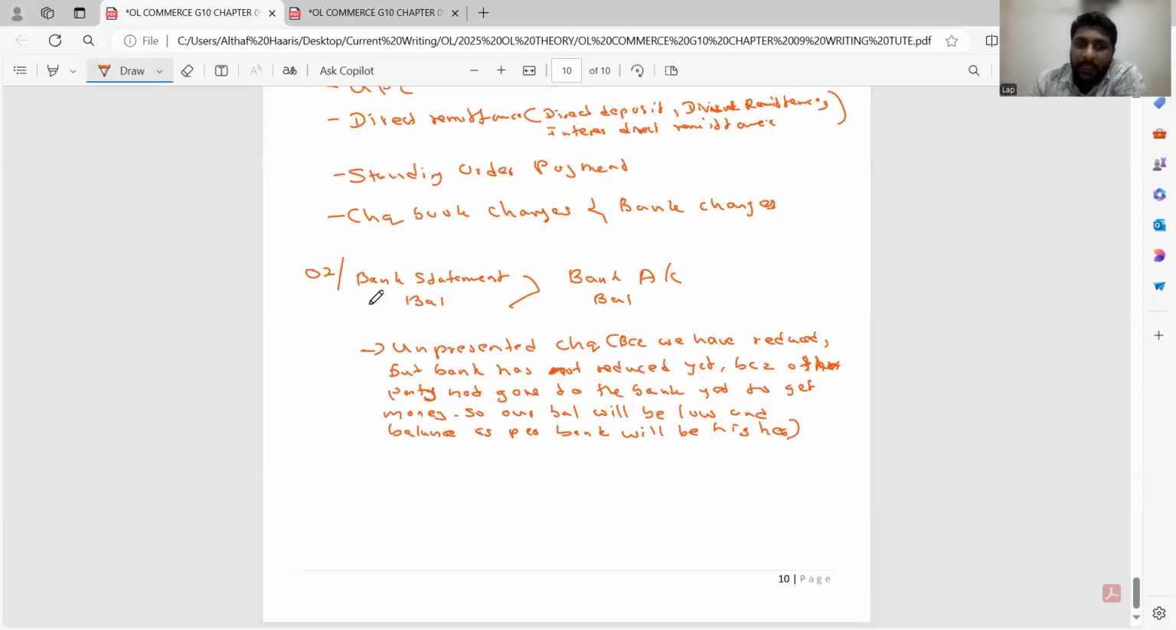Another reason, people: direct remittances. If the direct remittances are there, only the bank might have increased the balances. We have not increased yet because we didn't get the statement. Direct remittance.